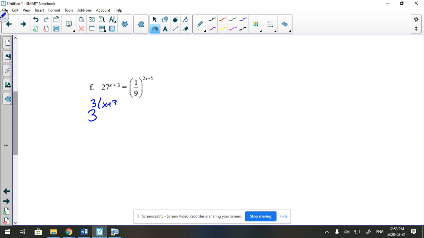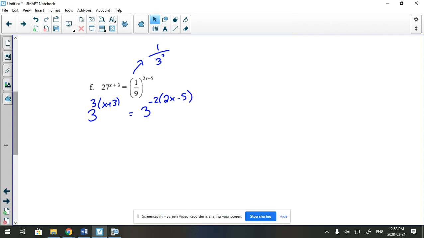So I can rewrite that first side like this, means the same thing. Now if you notice I have a 1 over 9, can I write that with a base of 3? Yes, you can. 1 over 9 is the same as 1 over 3 squared, right? So now all you have to do is get rid of that fraction, pop that 3 squared to the top, that becomes a negative exponent 2. And then we have a 2x minus 5.